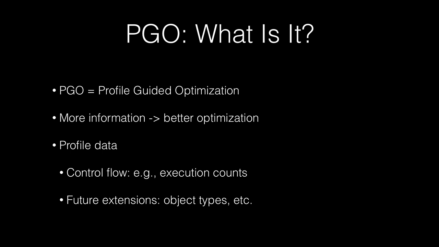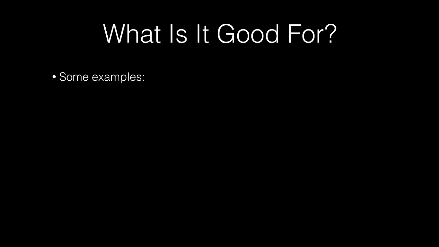Well, it could be a lot of things. The typical thing and the place we're starting with is information about the control flow, particularly the execution counts of the code. But in the future, we could extend this to include things like type information or even values. What's it good for? I'm just going to give a few examples. Chandler's going to talk later in more detail.